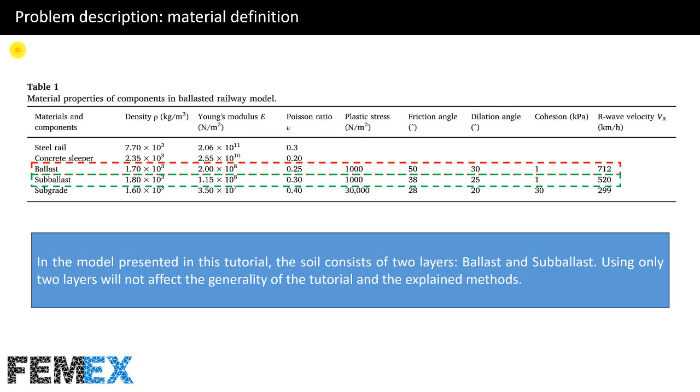Now I want to talk about the description of the problem of this tutorial. First, I want to talk about material definition. In the model presented in this tutorial, the soil consists of two layers, ballast and subballast. Using only two layers will not affect the generality of the tutorial and the explained methods.